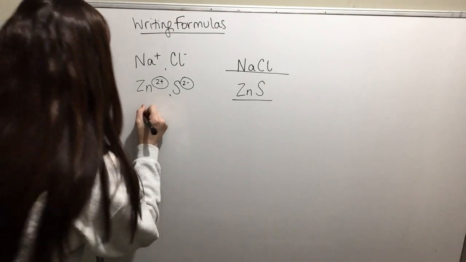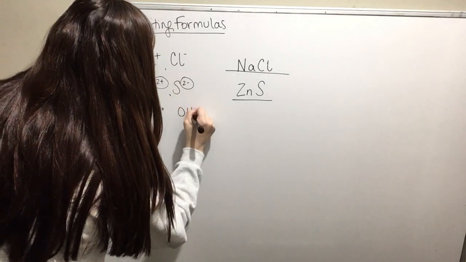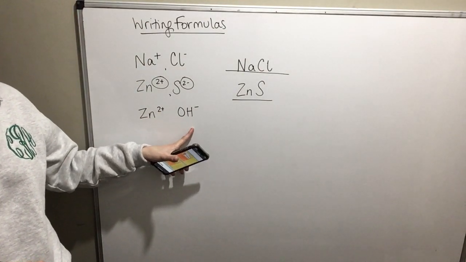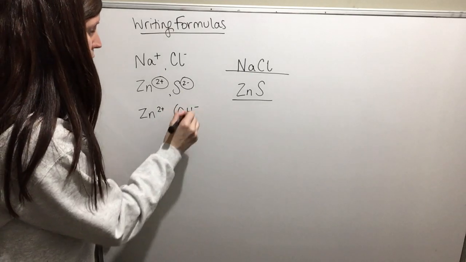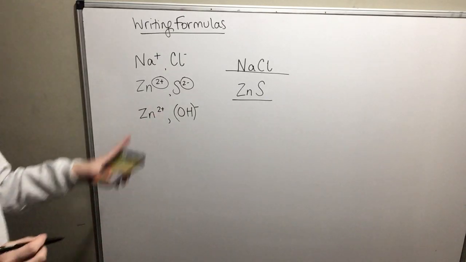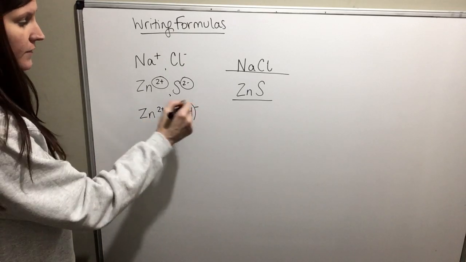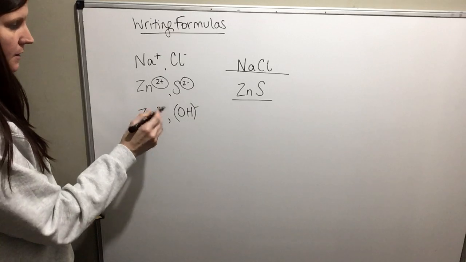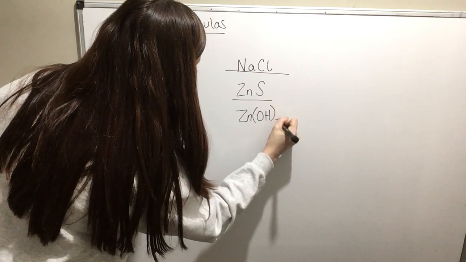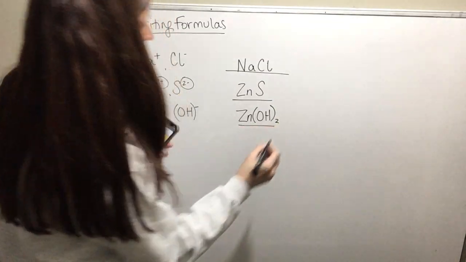Okay? The next one, Zn2 plus and OH negative. First of all, OH, remember, is a polyatomic ion called hydroxide. It's got a negative charge to this whole ion. And this is zinc 2 plus. So we have a 2 positive here and a 1 negative here. So we need 2 of these to balance out the 2 positives here. So we're going to have Zn(OH)2, like that.